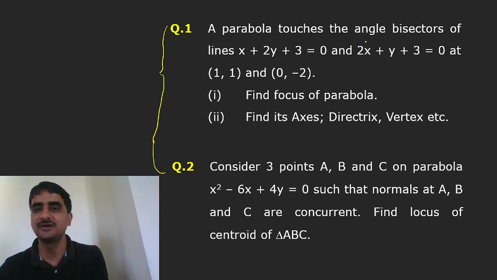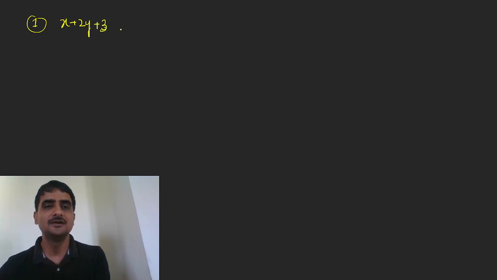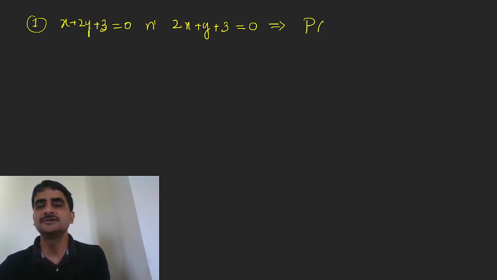First question is, a parabola touches the angle bisector of these two lines. Okay, so the lines are x plus 2y plus 3 equal to 0, and another one is 2x plus y plus 3 equal to 0. If I find their point of intersection, so you can easily do it. It's -1 comma -1 बच्चों.